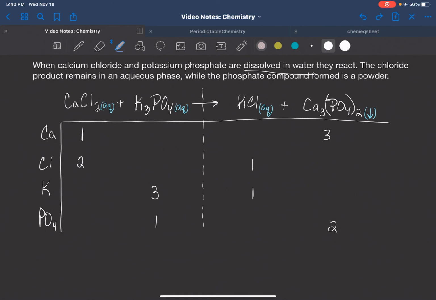Take a look and ask yourself, what is in balance and what is not in balance? Well, we see 1 calcium, 3 calciums, those aren't balanced.